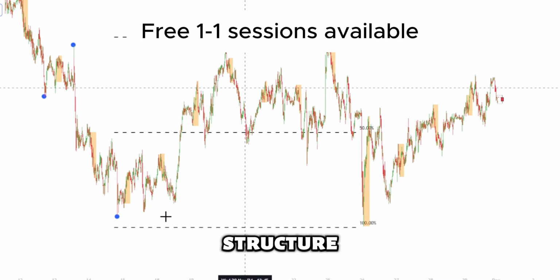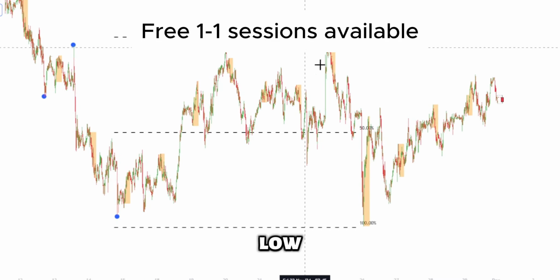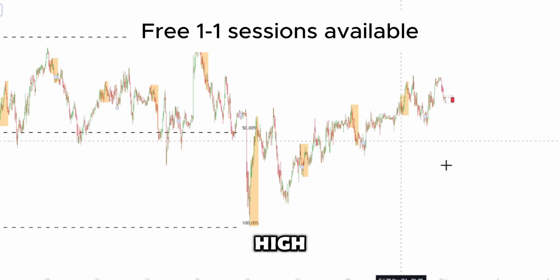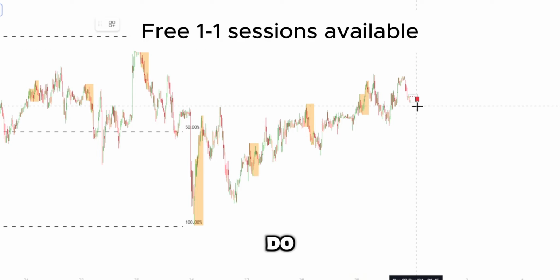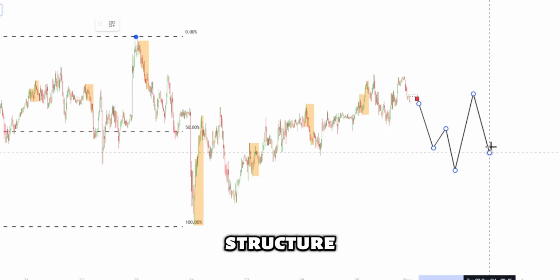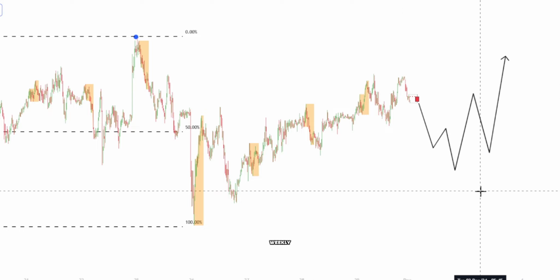Again, 15-minute structure has been marked out. We have a structural low and we have a structural high. So what I'm looking for is, again, between this low and this high, I would like to see price do something like this, come below the weekly opening price, give us a shift of the structure, and then key off the fair value gap below the weekly opening.